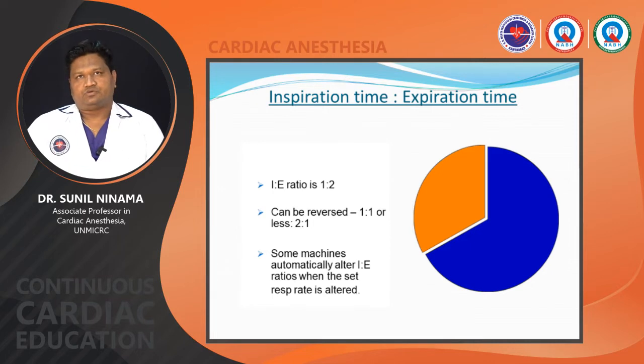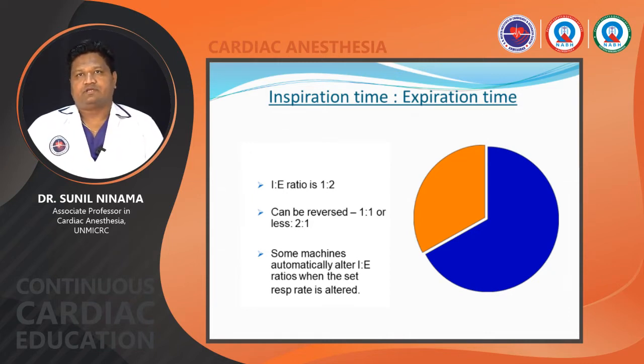Now the I:E ratio, inspiratory time or expiratory time. You always know these things. Okay, the inspiratory time to expiratory time ratio is around 1:2. What do we mean by 1:2? The inspiration time is a little shorter as compared to the expiratory time, and expiratory time is always prolonged, around 1:2.